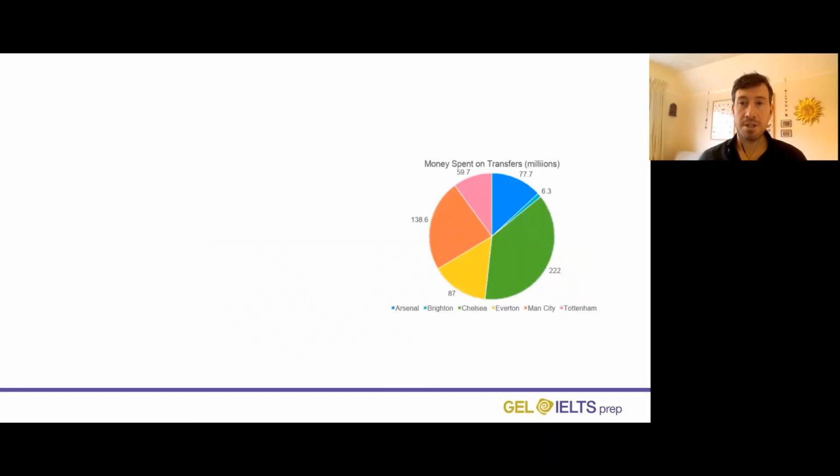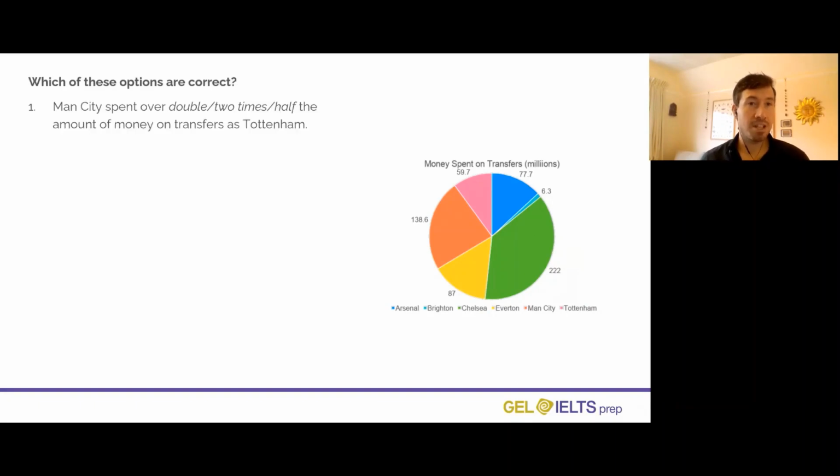Now, what I'd like you to do is look at the next question below the video and say which of these options is the correct one. So we've got: Man City spent over double, 2 times, or half the amount of money on transfers as Tottenham.